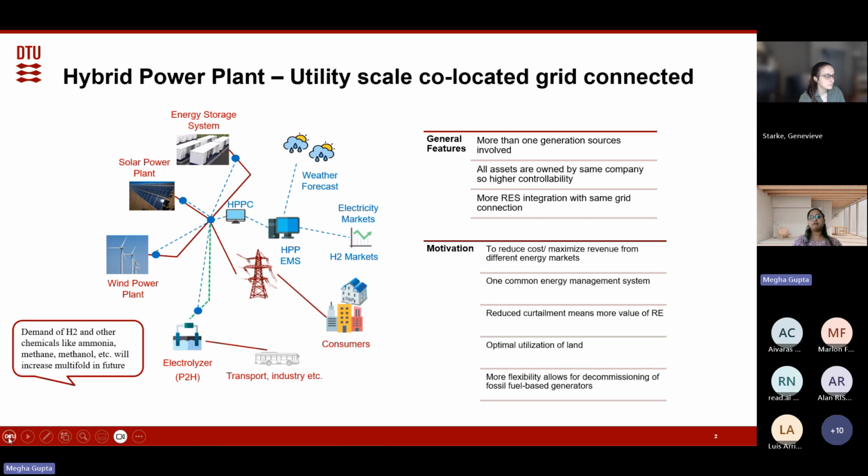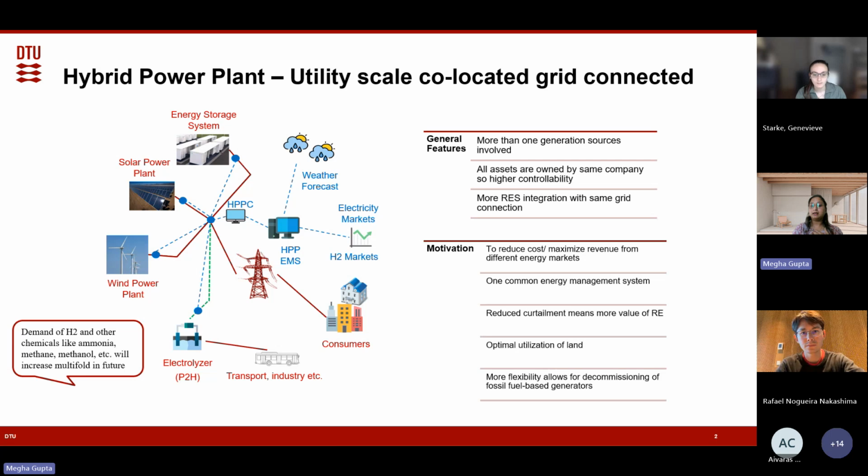If I go into the details of the configuration of hybrid power plants, then we have a wind power plant, solar power plant, and energy storage systems, which are all co-located behind a single point of grid connection, and we can accommodate more than one generation source. On top of that, an electrolyzer, which converts the power into hydrogen, can also be added at the same point, in the same configuration, and we can produce multiple energy vectors like electricity and hydrogen, or maybe ammonia, methane, methanol, etc. from such a facility.